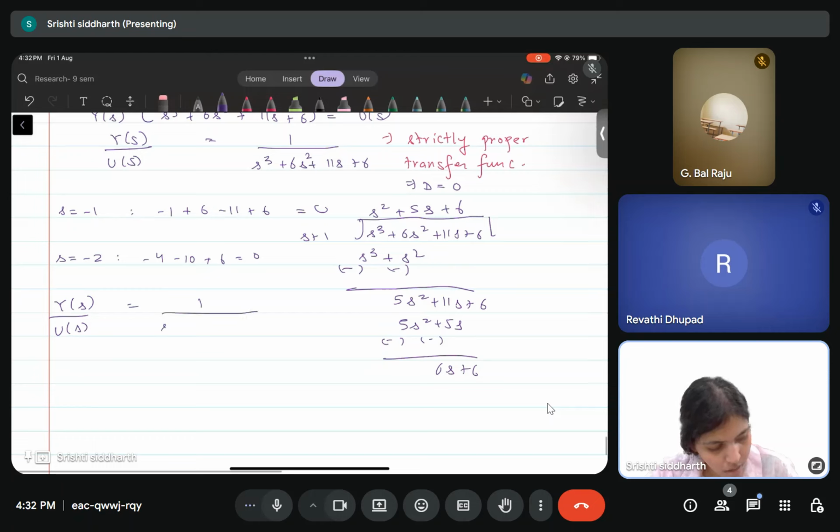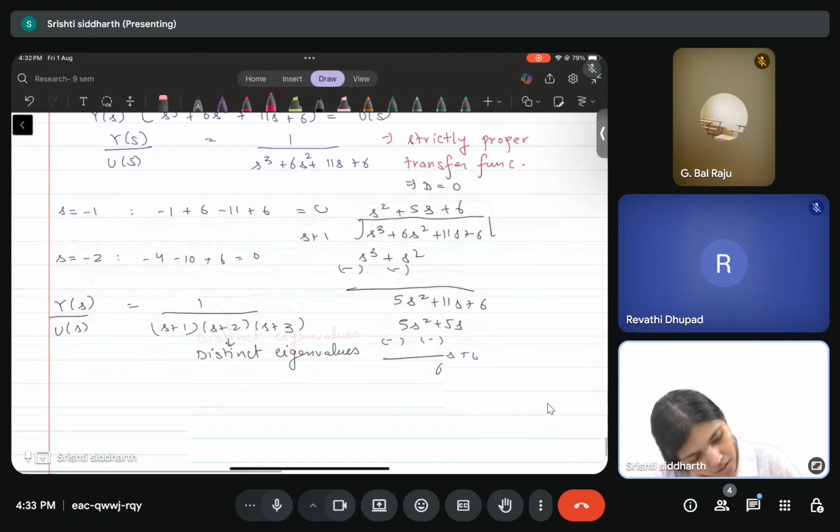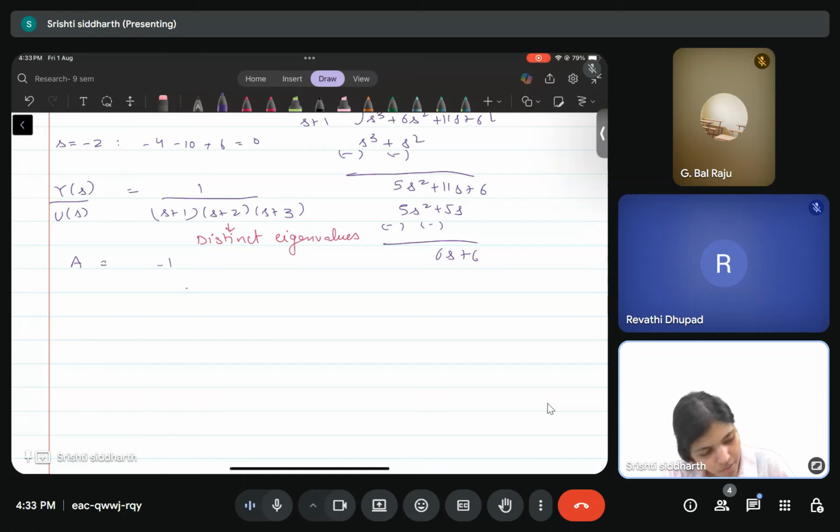So the roots are, I'm just going to write this down, s plus 1, s plus 2, and now it's going to be s plus 3. You can just check this. So we have distinct eigenvalues. This means A is simply -1, -2, -3.